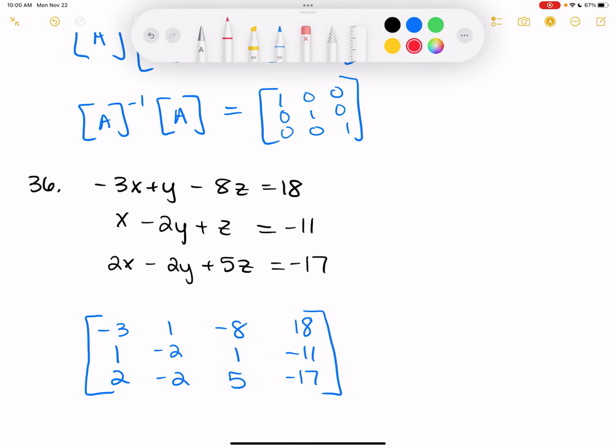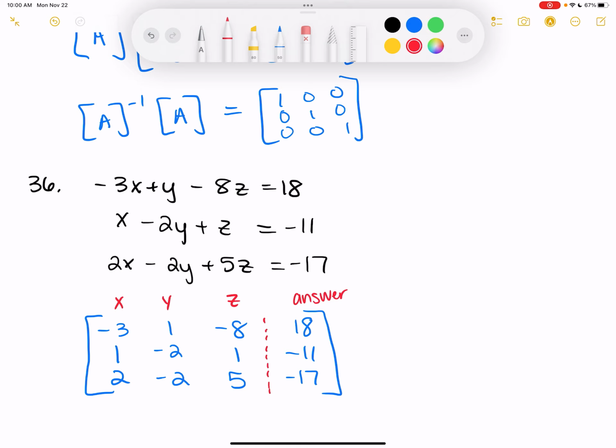Now, your calculator is not going to write it like this, but on your paper, I'm going to do this. You put a dotted line symbolizing that the left is the problem, the right is the answers. So this is your X column, your Y column, your Z column, and then your answer column. You don't have to write all of this in. I'm just doing it right now to show you what's happening.